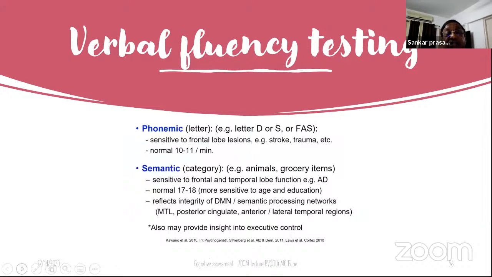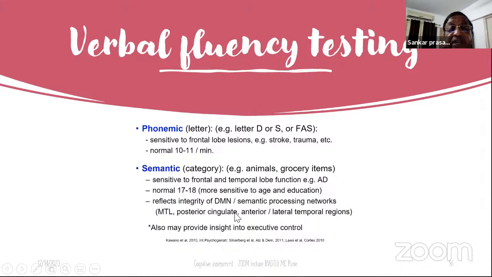So now verbal fluency testing, phonemic, letters, that is letters D or S or F, sensitive to frontal lobe lesions, stroke, trauma. Normally they can generate about 10 to 11 words per minute. And semantic category, you ask them to tell animals and grocery items. It is also sensitive to frontal and temporal lobe function, especially in Alzheimer's disease. Normally 17 to 18 per minute, more sensitive to age and education. It reflects the integrity of the default mode network, semantic processing networks.